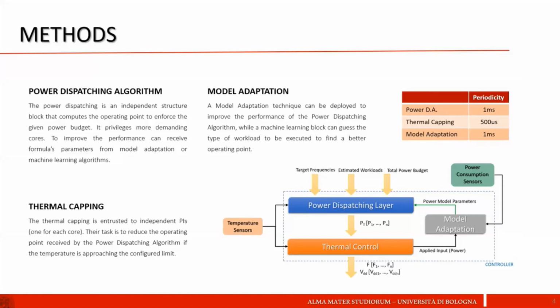The computational power of the PCS allows running the power dispatching block every 1 millisecond and the thermal capping every 500 microseconds, but it can go even faster if needed. Other blocks and features may be added to the control design, such as model adaptation to improve the power capping performance, and some machine learning to improve the choice of the operating point, predicting the type of workload that is going to be executed.